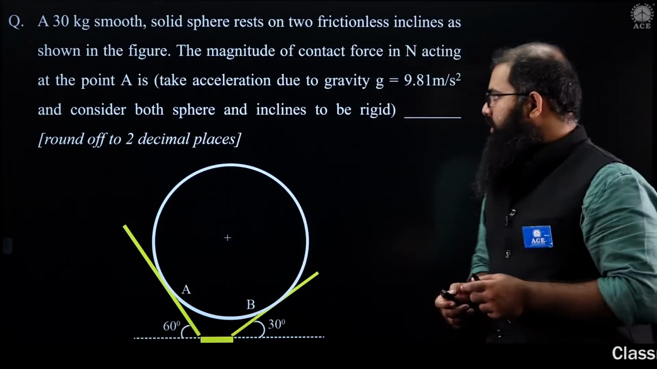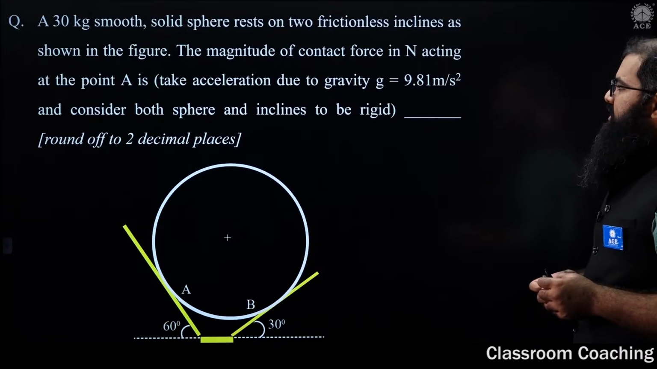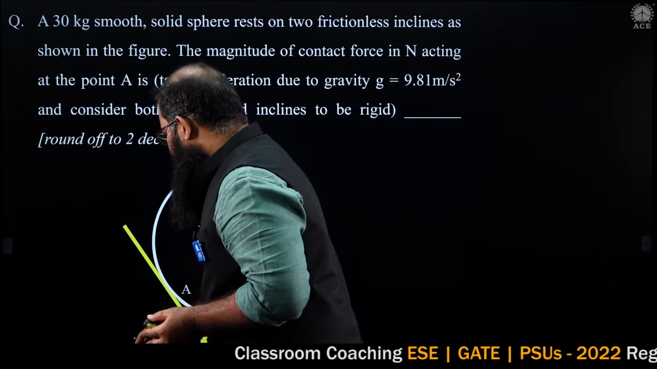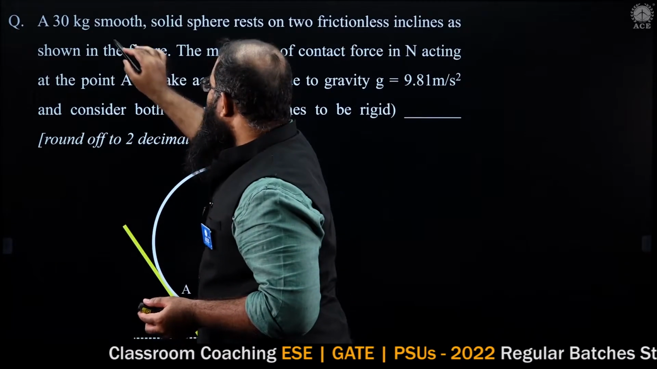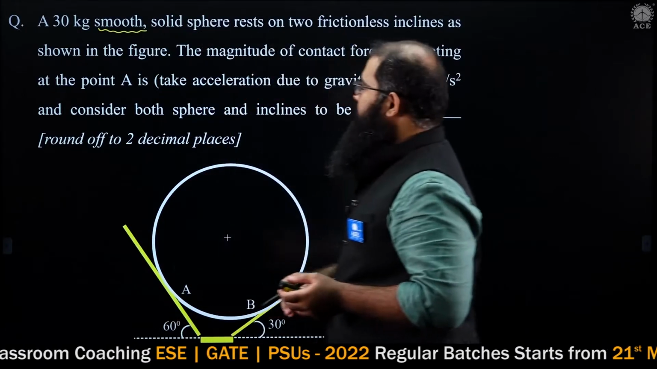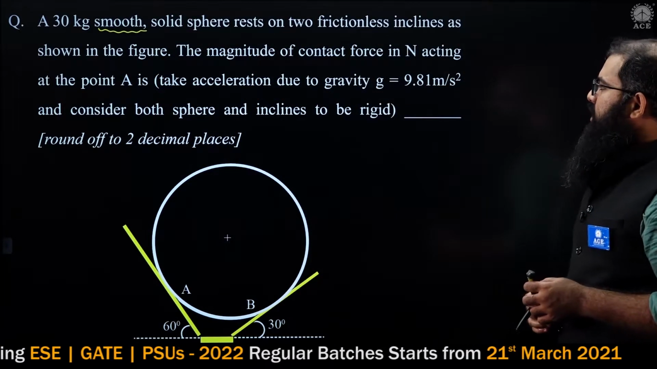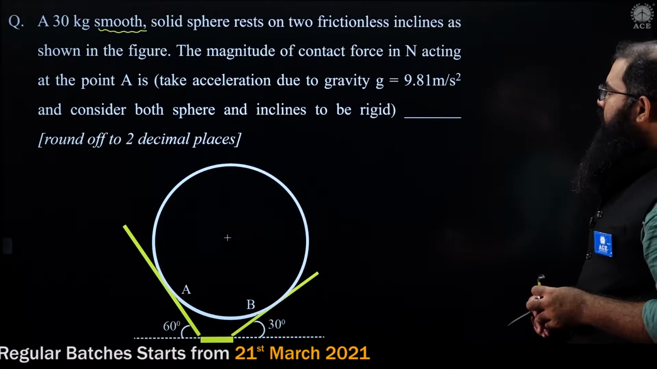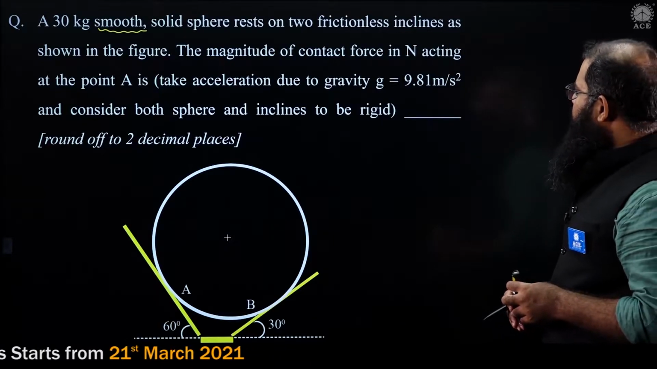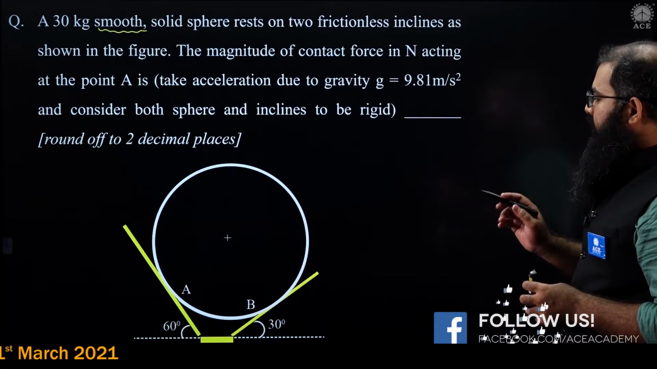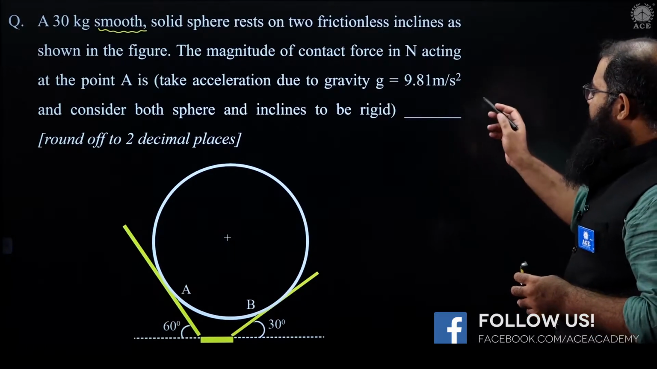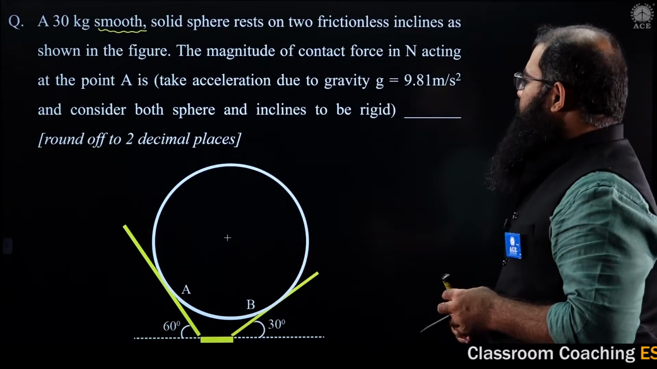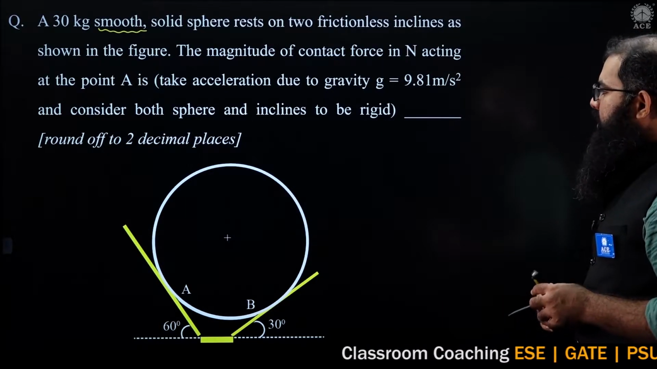The first question over here. The question says a 30 kg smooth solid sphere. Smooth over here implies you are going to neglect friction. A 30 kg smooth solid sphere rests on two frictionless inclines as shown in the figure. Fine. The magnitude of contact force in newtons acting at point A is equal to how much? If the acceleration due to gravity is equal to 9.81 meters per second square, and you're supposed to consider both sphere and incline to be rigid.